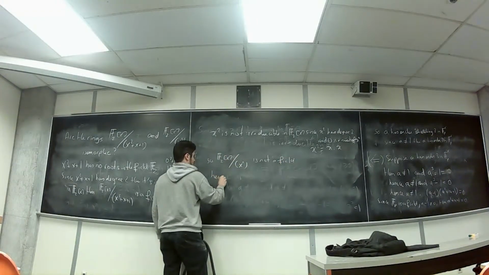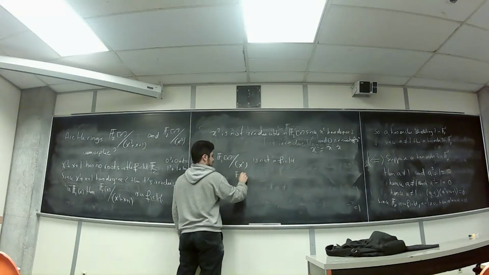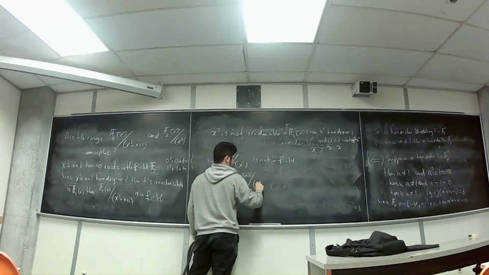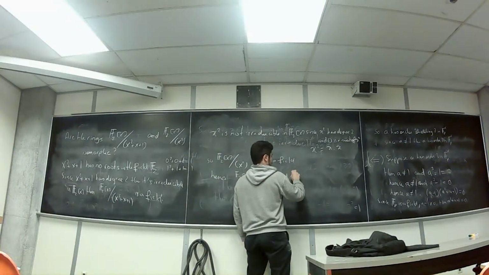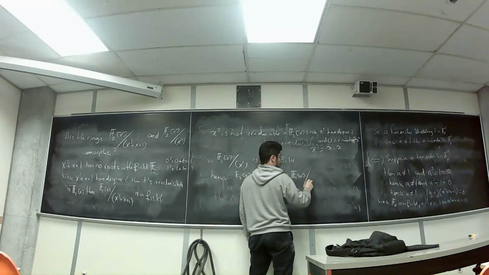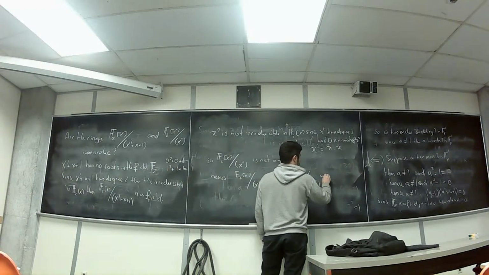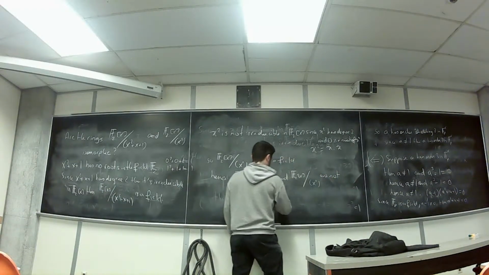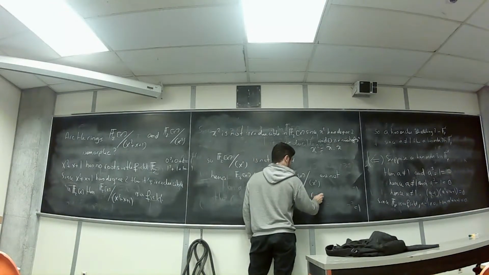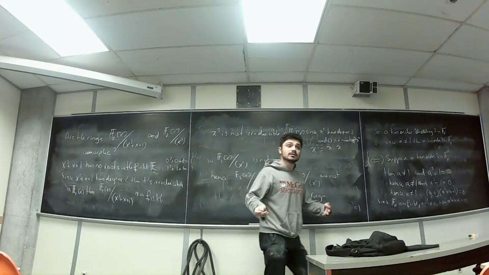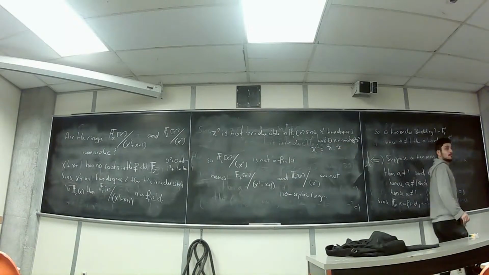Hence F2[x] mod x squared plus x plus 1 and F2[x] mod x squared are not isomorphic rings. Okay? This is a perfect question as well.